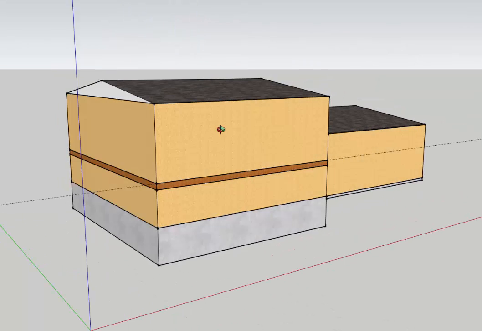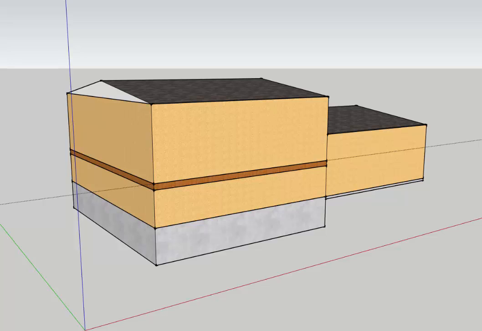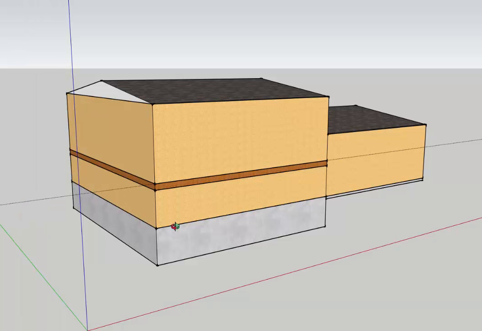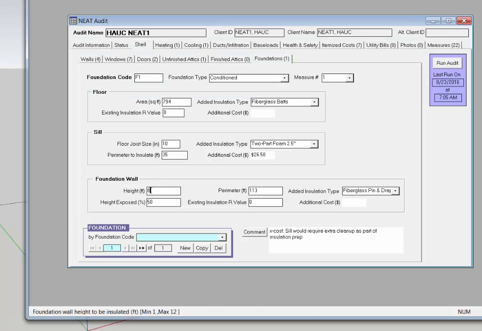Also, when you get to the foundation tab, in fact, let me go there. So we have a foundation tab. It's going to ask for information about the floor, the sill, and the foundation wall. Since our foundation wall in this example is really only, what, 4 feet high, I think, you just measure off of the basement floor up to the top and say, okay, it's 4 feet high. So in the audit, you just say that the height of the foundation wall is 4 feet.